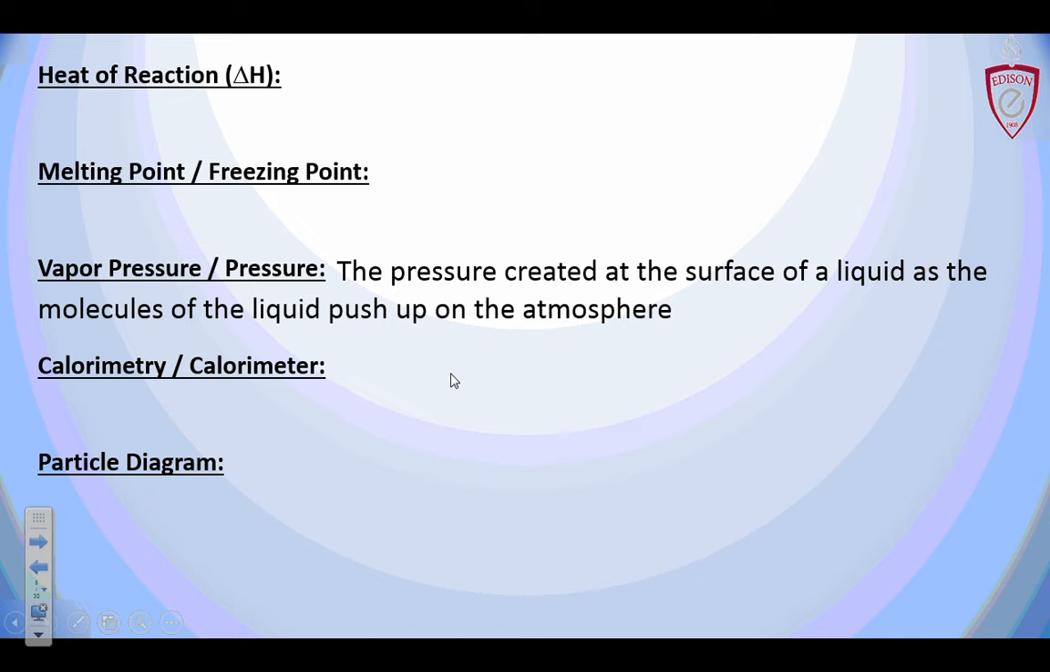Those atoms are trying to push back on the atmosphere and jump up into the gas phase. This vapor pressure piece is really the scientific part of the evaporation, and also connected to boiling point, temperature, and pressure. Absolutely. Which we'll redefine when we get to those.